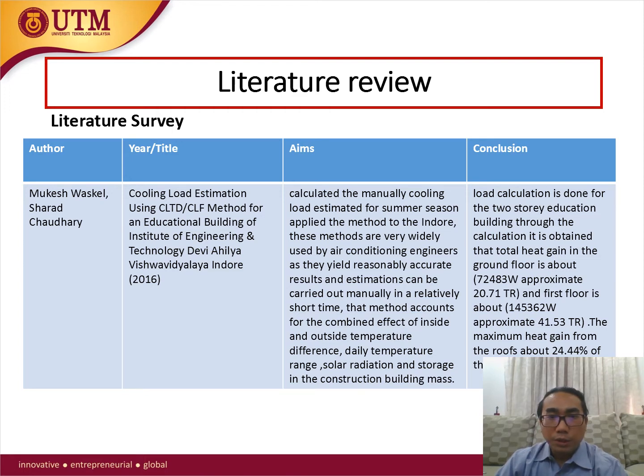And the conclusion is the load calculation is done for the 2-story education building. Through the calculation, it is obtained that the total heat gain in the ground floor is about 72,483 watt, approximately 20.71 ton of refrigeration, and the first floor is about 145,360 watt, approximately 41.53 ton of refrigeration. The maximum heat gain from the roof is about 24.44% of the total heat.